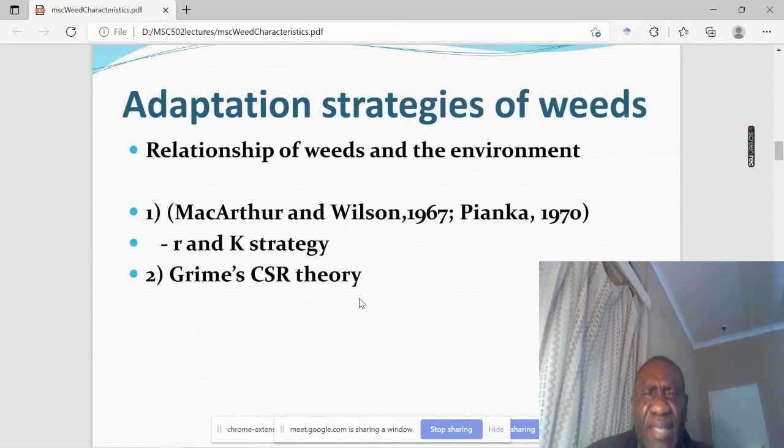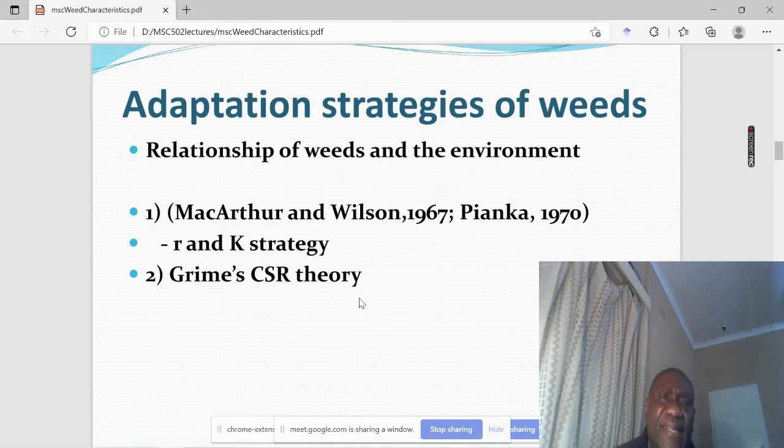Now, we wanted to understand what weeds are, or we just want to find the weeds, plants with certain characteristics which constitute what we call weeds. Now, there are two approaches. The first approach was used by MacArthur, Wilson, and Wilson in 1967, then this was followed by Pianka in 1970. They used what is called the R and K strategy. Then another scientist known as Grime used what is known as the CSR theory.